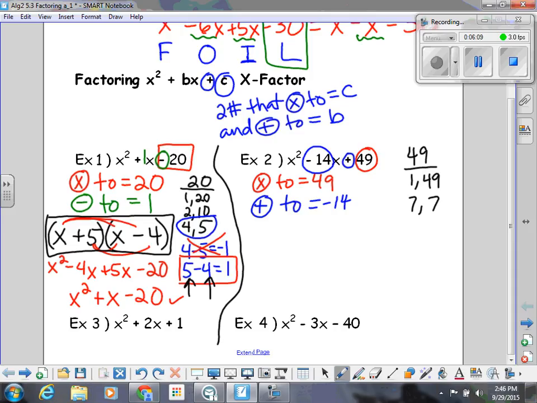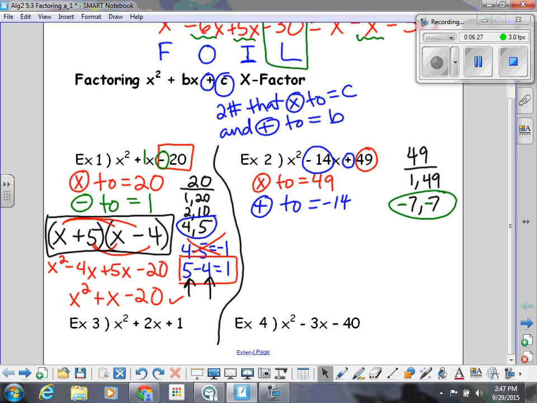Okay, so they need to add to give me 14. So I know that 7 and 7 are going to work, not 1 and 49. However, if I do 7 plus 7, that's going to give me positive 14. How would I make that come out to be negative 14? Well, that would be negative 7 plus negative 7.